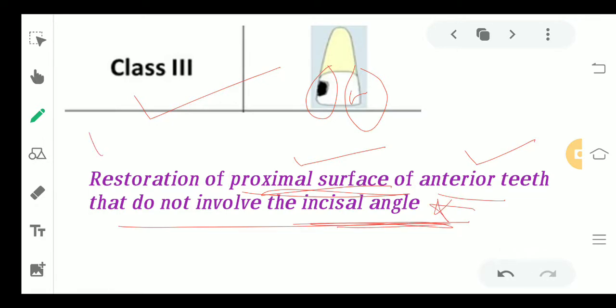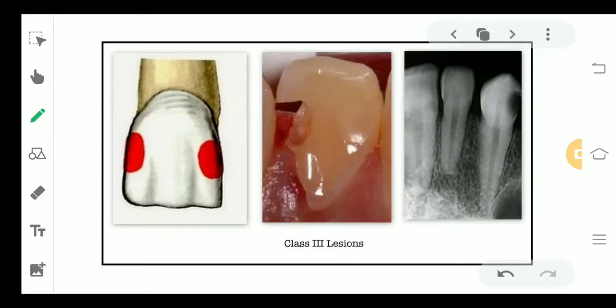Learn these definitions of these classes as it is. They are going to be asked as it is, okay? If somebody asks you what is class 3 cavity preparation, you have to tell it is restoration of proximal surface of anterior teeth that does not involve the incisal angle. So you can see the class 3 lesions here, or the class 3 cavity preparation. We have only involved the proximal surface. The cavity is being prepared only on the proximal surface here, and we have not involved the incisal angle.